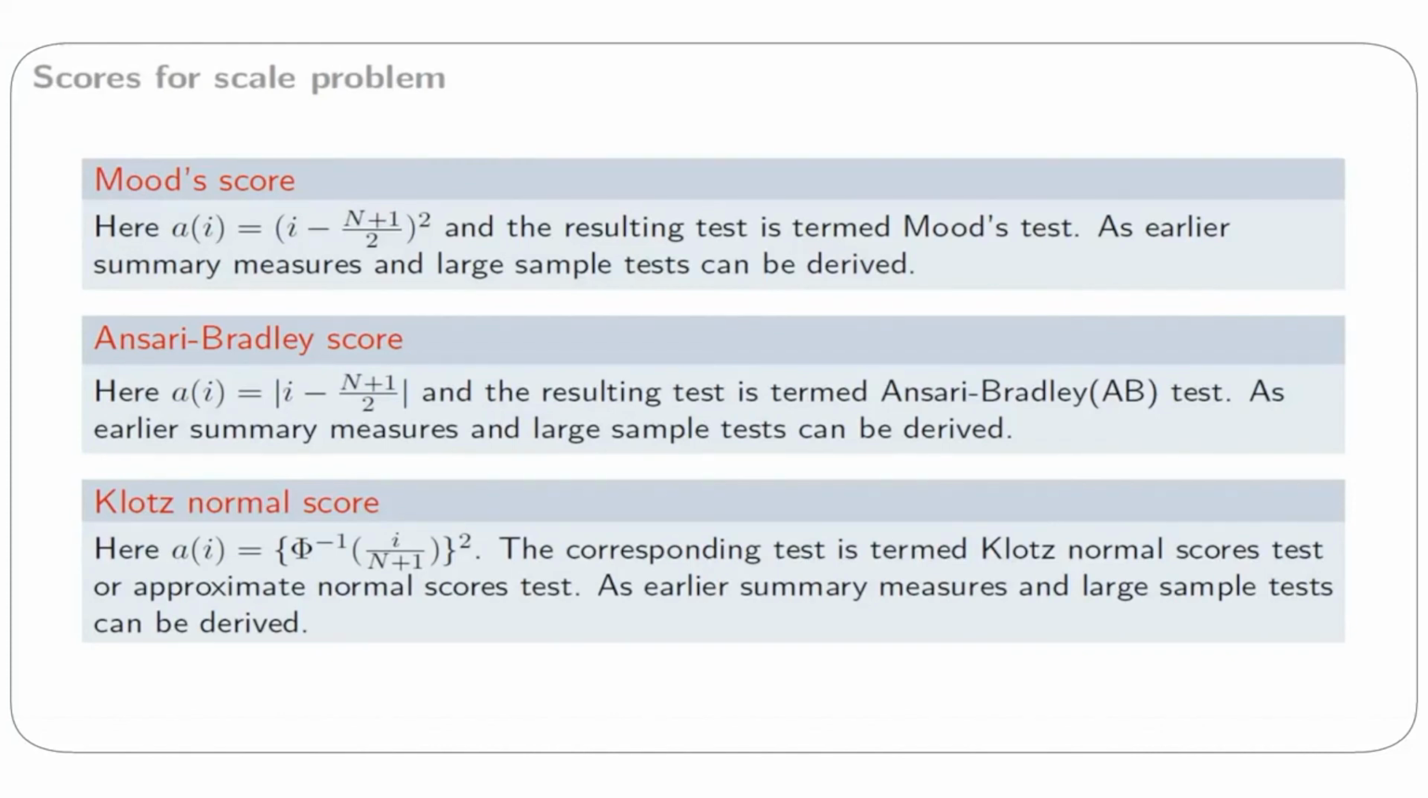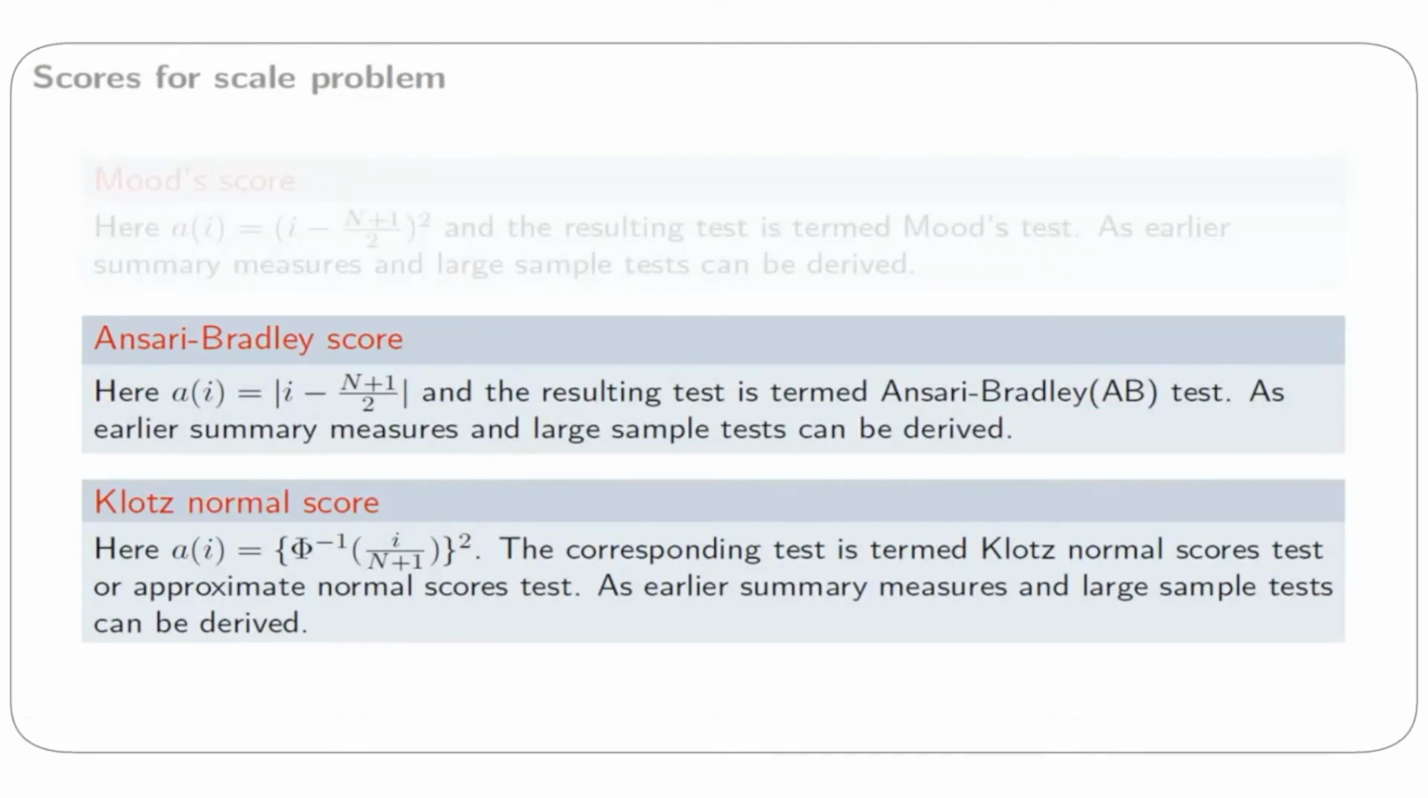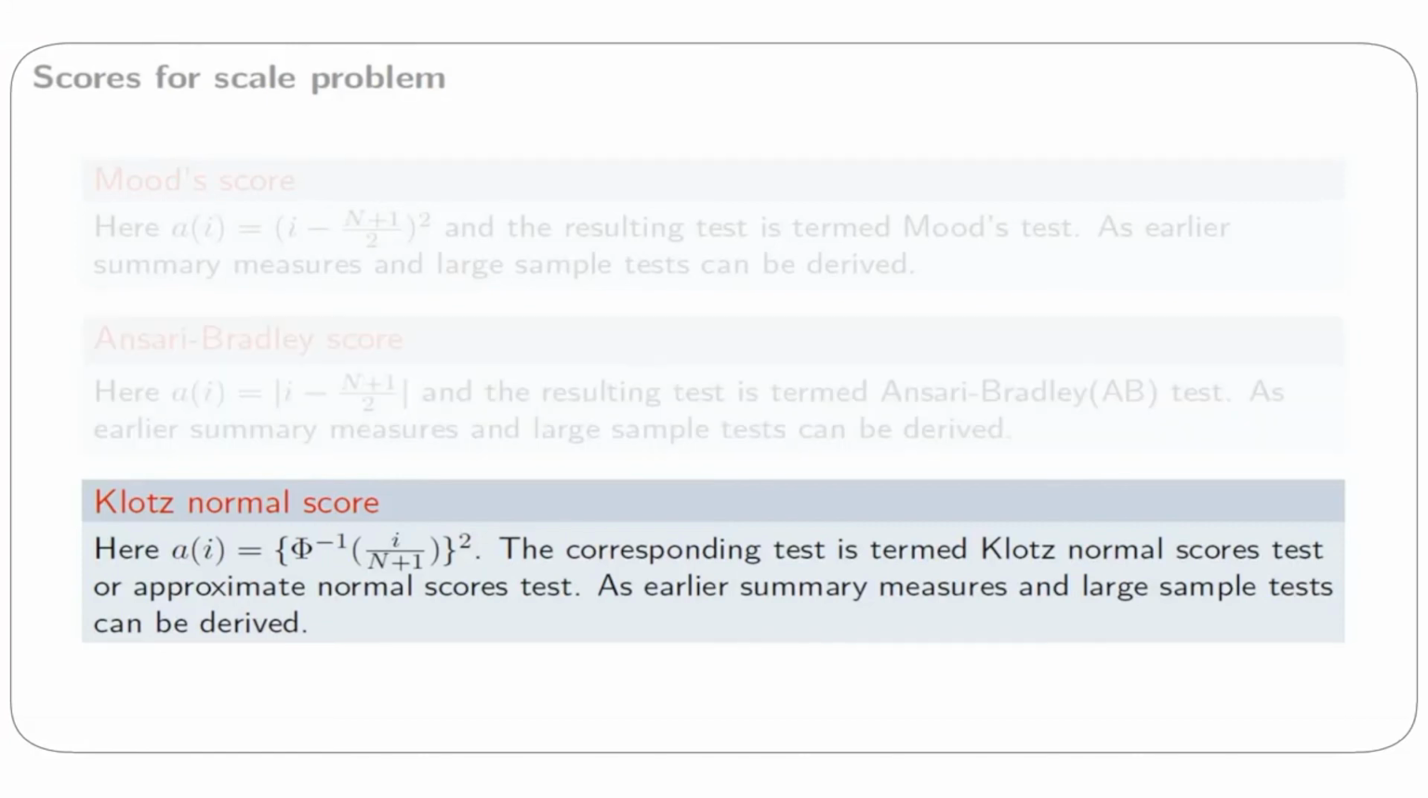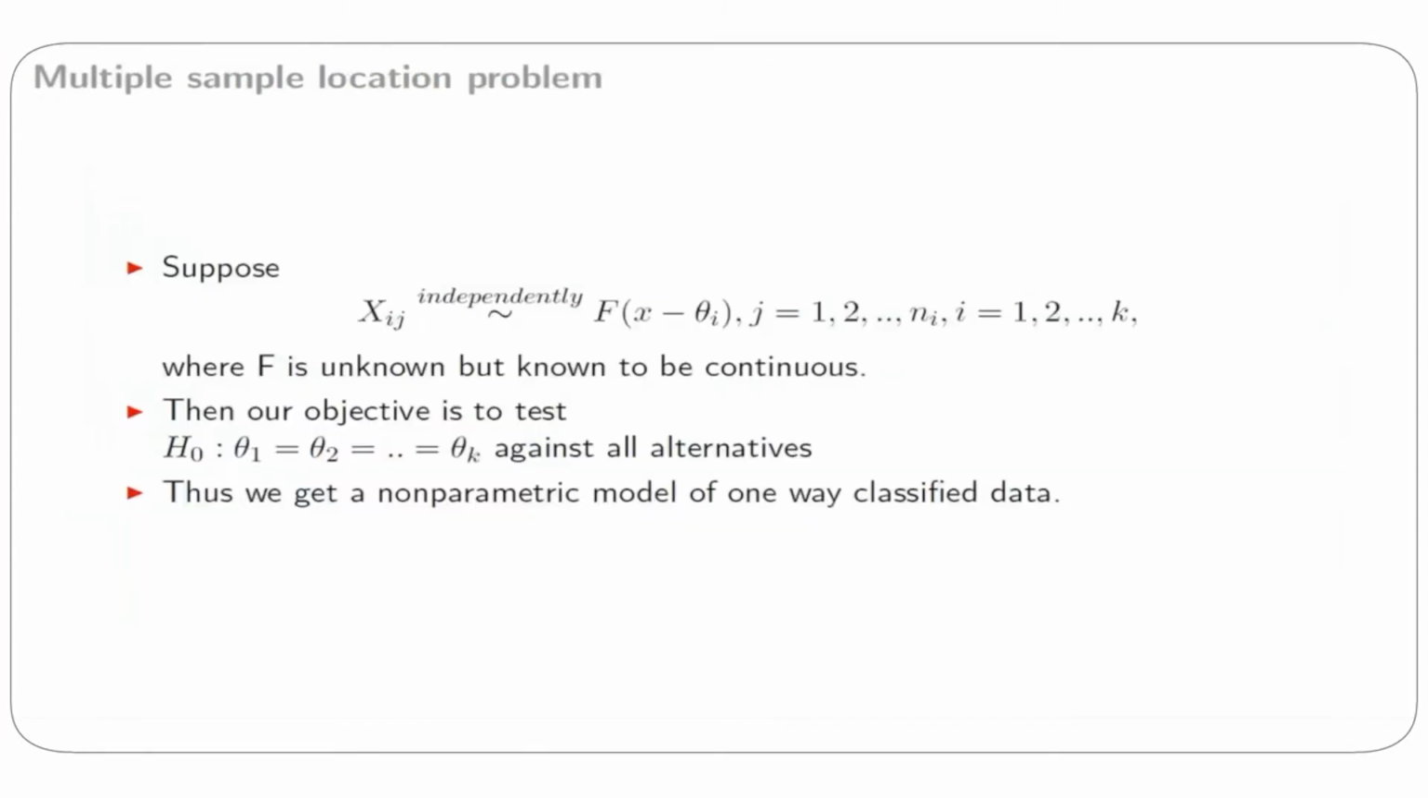We can use Mood score, which is (i minus (n plus 1) by 2) whole square. We can use Ansari-Bradley score, which is the modulus of i minus (n plus 1) by 2. Or we can use Klotz normal score, which is (phi inverse of i by (n plus 1)) whole square. And all these tests can be carried out in large samples.